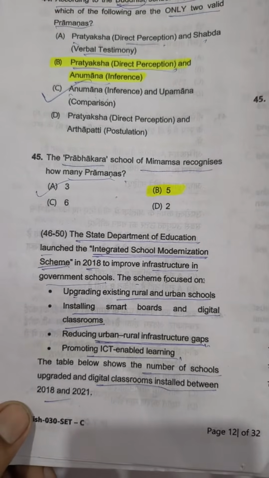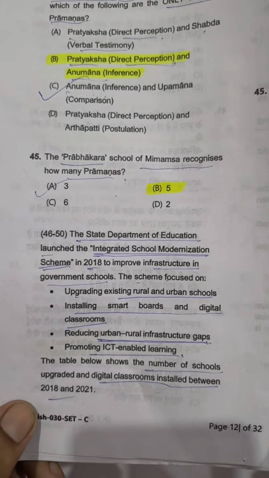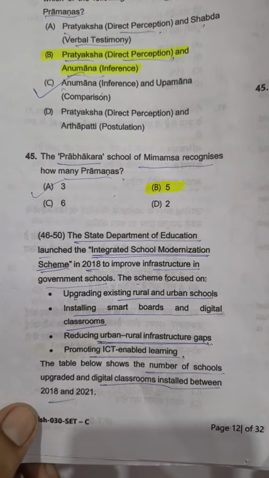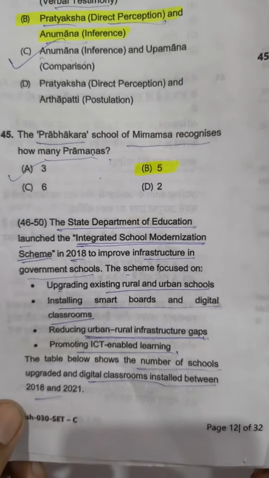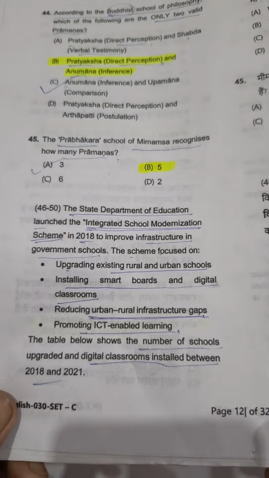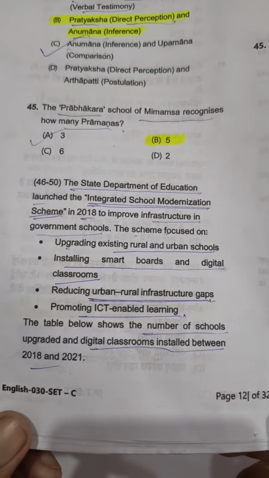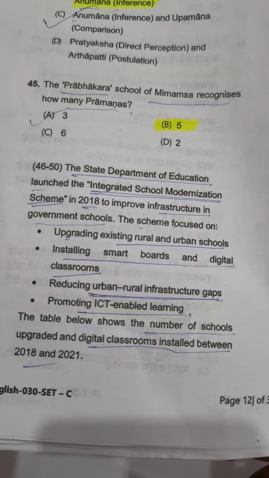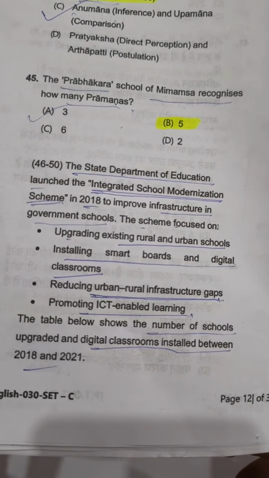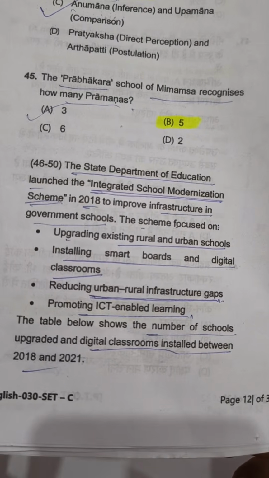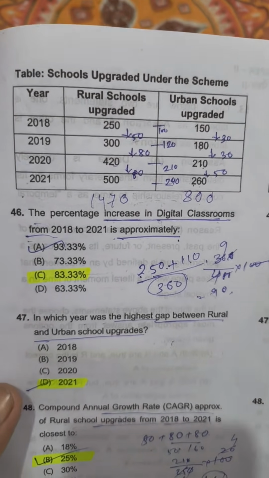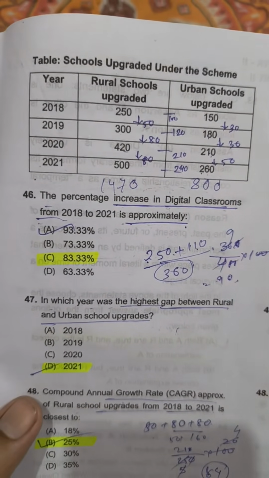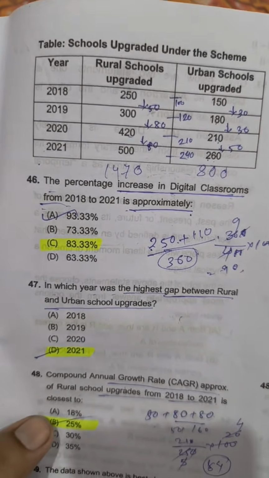The Department of Education launched an integrated school modernization scheme for government schools. The scheme focused on upgrading existing rural and urban schools, installing smart boards and digital classrooms, reducing urban-rural infrastructure gaps, and promoting ICT-enabled learning. The table below shows the number of schools upgraded and digital classrooms installed between 2018 to 2021. So here is the table, and from this table you have to find the percentage increase in digital classrooms from 2018 to 2021.